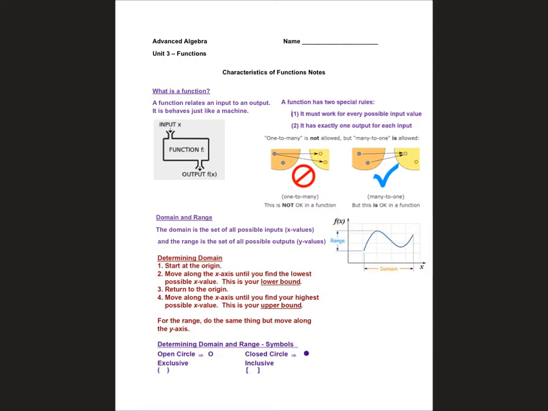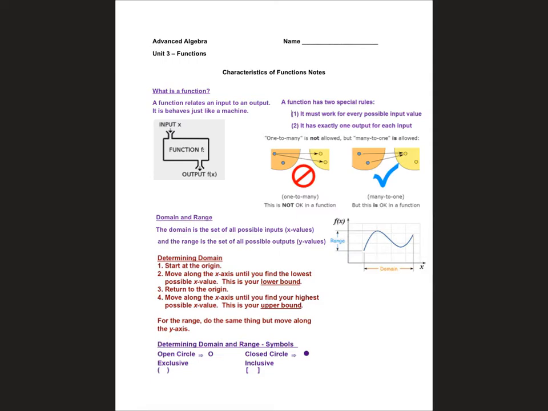Now, to define a function more formally, a function is a correspondence such that each member in the domain, which is our X values, corresponds to exactly one member in the range, our Y values. We say Y is a function of X. So with that said, a function has two special rules. One, it must work for every possible input value, and two, it has to have exactly one output for each input. Essentially, this states that one-to-many is not allowed. However, many-to-one is allowed for a function.